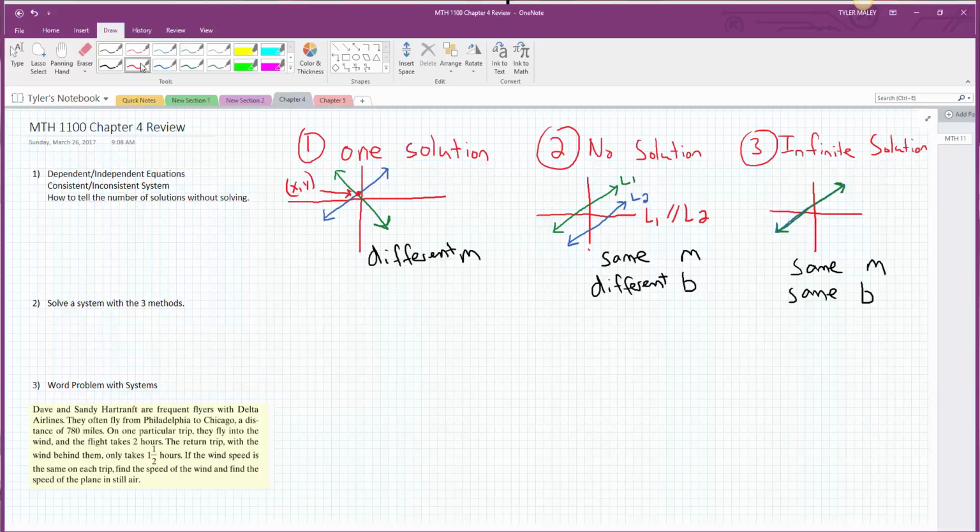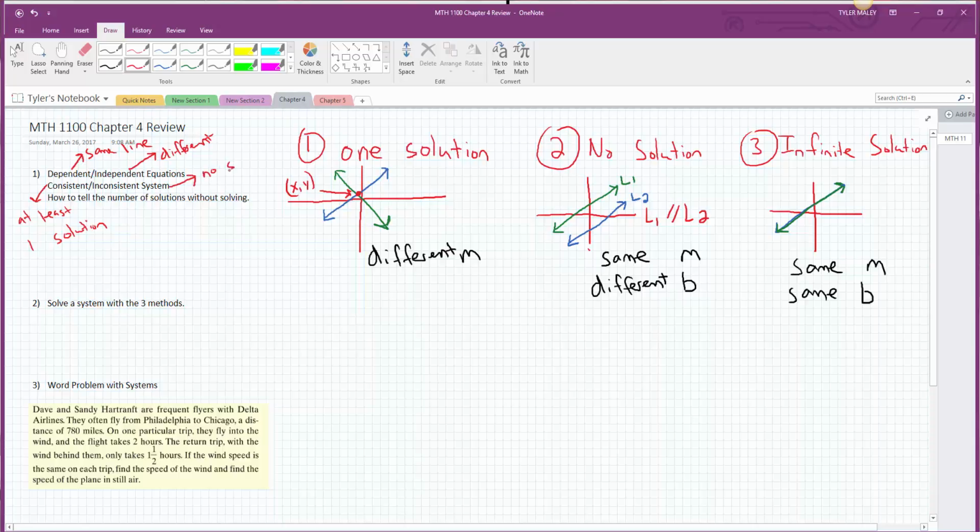Dependent, right? This is basically referring to having the same line, the same equation, where independent are different lines. So when I graph them, they have different solutions. Consistent means you have at least one solution. And inconsistent, that would be no solution.